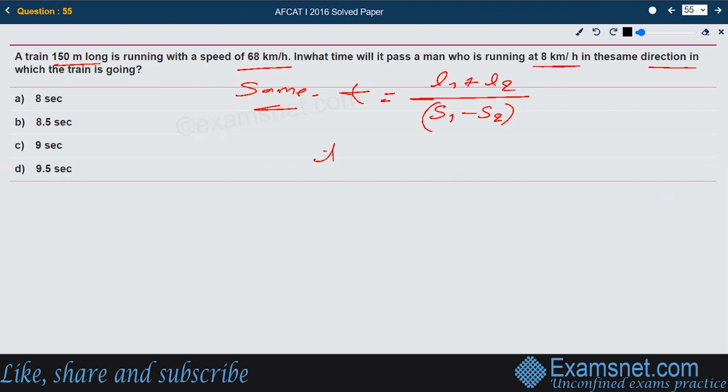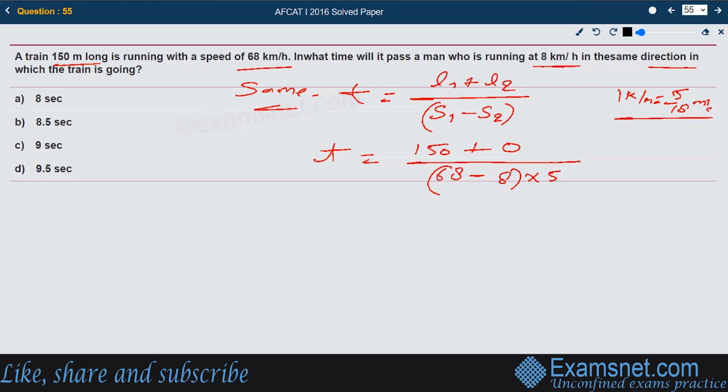So if we put the values in, time taken is required. Length 1 is the length of the train, 150, plus the length of the other object, the man. The length of the man in comparison to the train is negligible, so we will keep it as 0, divided by S1 minus S2. S1 is the speed of the train, 68, minus the speed of the man, 8, and obviously this is in kilometer per hour, so we need to convert it into meter per second. 1 kilometer per hour is equal to 5 by 18 meter per second. This is the formula that we use.